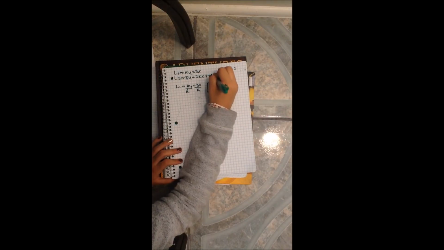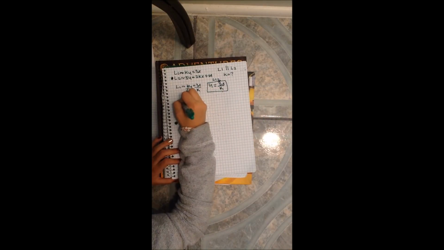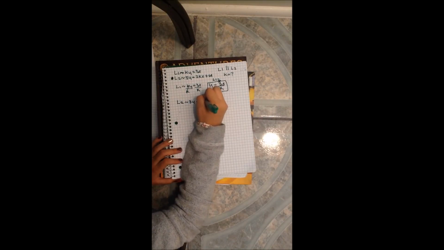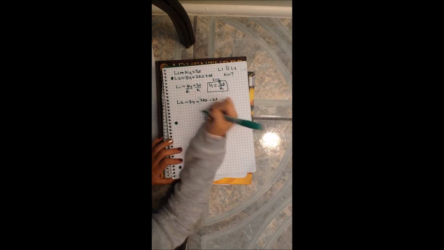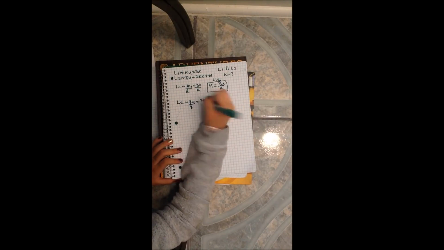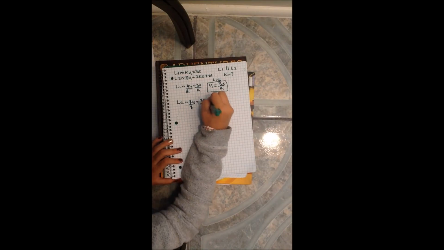This is line 1. Now line 2 is 8y equals 2kx minus 24. You first want to isolate your y, so divide by 8, and then what you do to one side, you do to the other. So divide this by 8 as well.